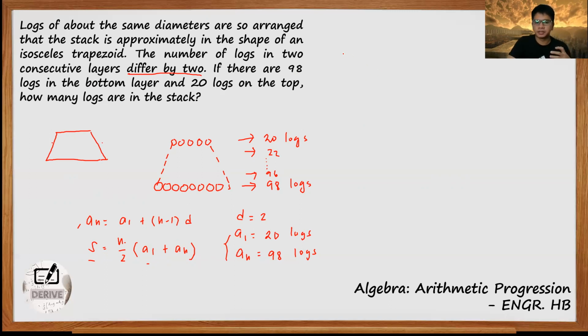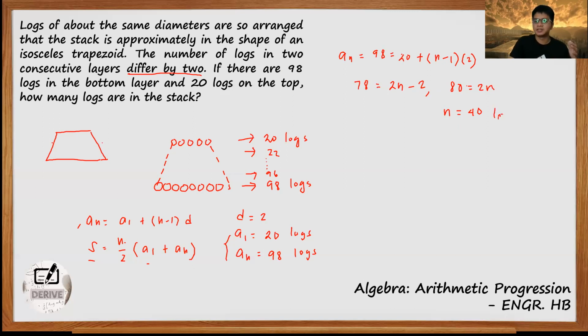So a sub n, pwede nating sabihin a sub n is equal to 98 is equal to first term 20 plus n minus 1, which is unknown yung n. Common difference is 2. So that will be 98 minus 20 muna agad, engineer. 78 is equal to 2n minus 2. So that will become 80 is equal to 2n. So that will be n is equal to 40. So meron pa lang 40 layers.